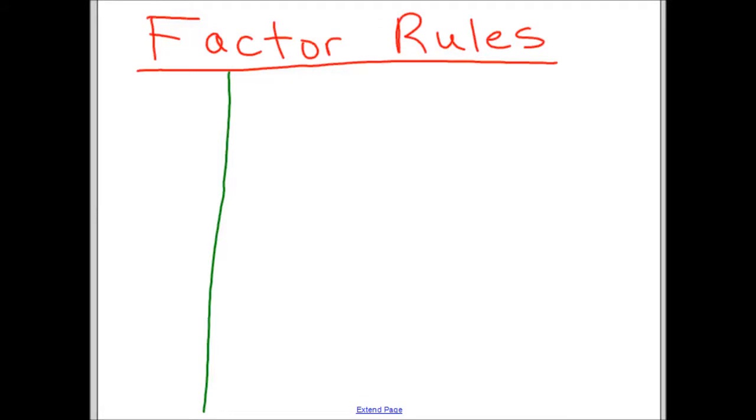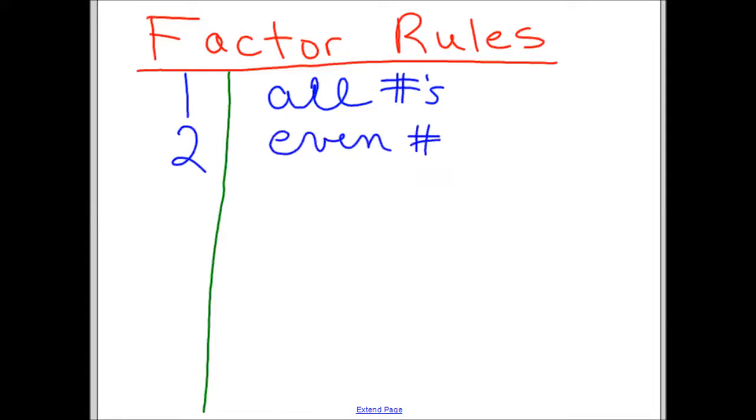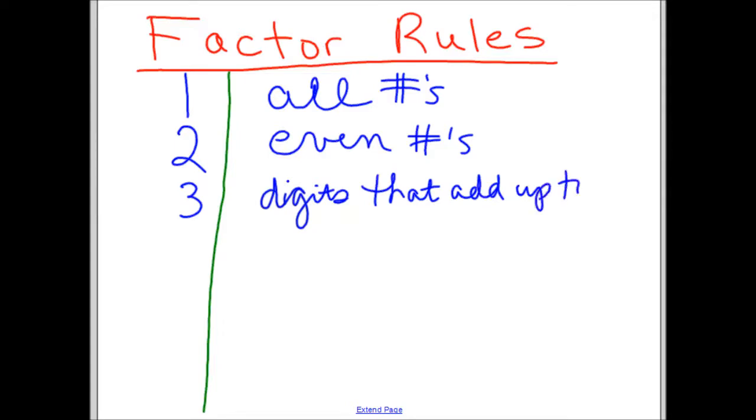Let's start with a review of our factor rules. The factor of 1 is for all positive integers. In this case, I'm going to call that all numbers. The factor 2 is for even numbers. For 3, it's for digits that add up to a number that you can divide by 3. We'll look at that on the next page.